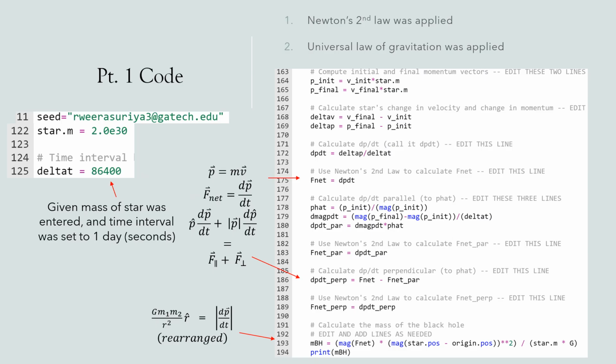When the given star mass was entered, as was the initial condition of the change in time, which was equivalent to 1 day, the lines for delta V, delta P, net force, and so on were set to the corresponding equations through Newton's second law and the universal law of gravitation. For example, the universal law of gravitation was rearranged so that the mass of the black hole was calculated for every point in time, using the previous values like net force and position of the star.